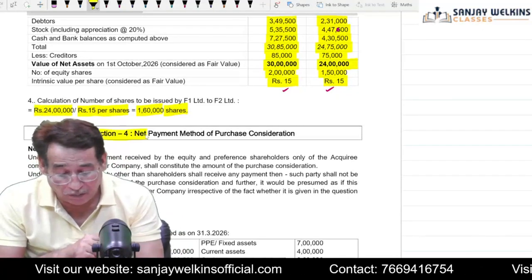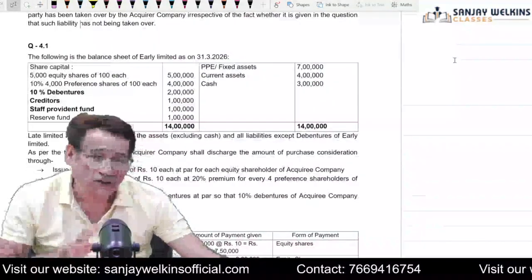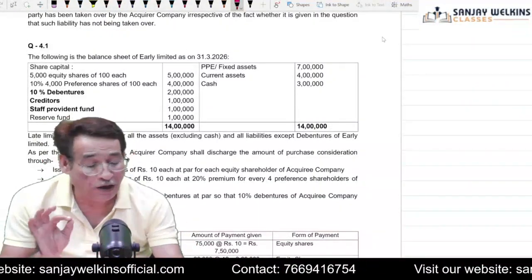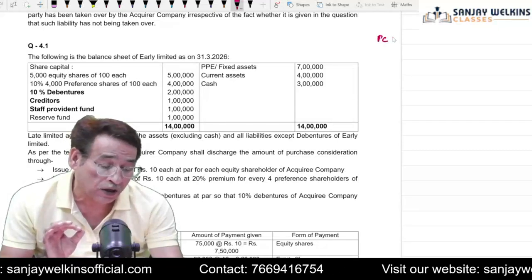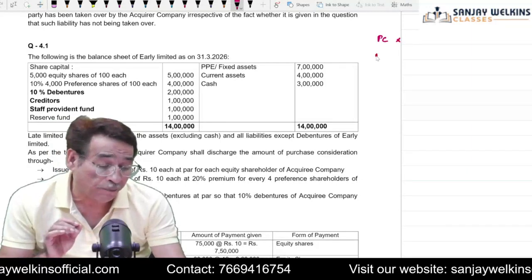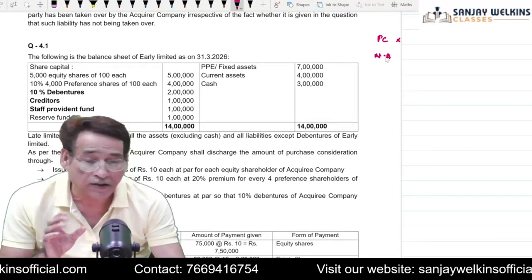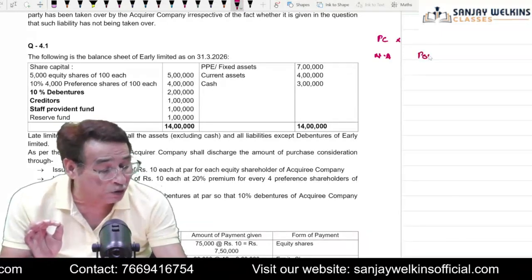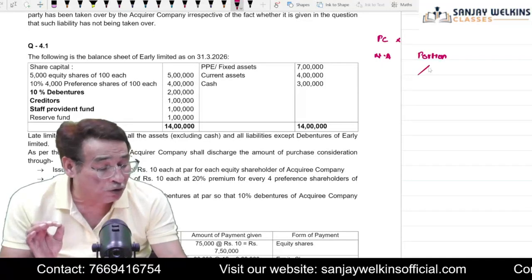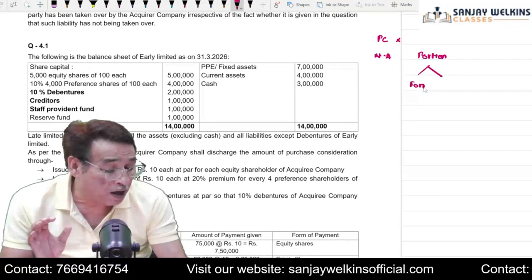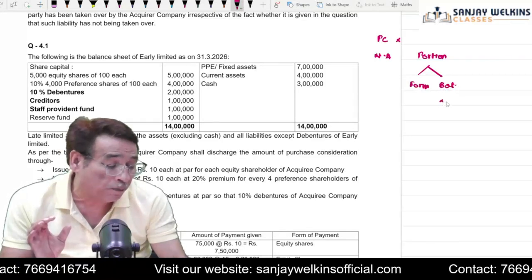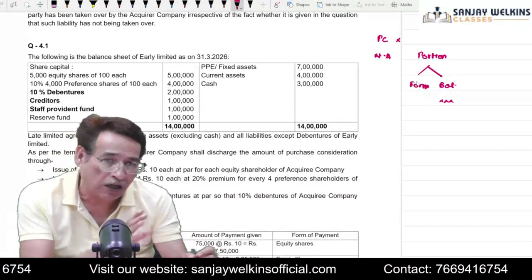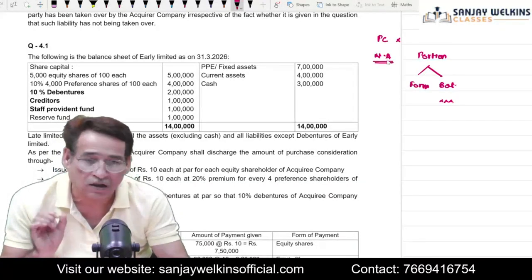Now there is another method of computing purchase consideration, the net payment method. How do we compute purchase consideration through the net payment method? First of all, you need to understand: when purchase consideration is not given, obviously you will think of computing it through the net assets method. But the net assets method can be applied only when the question tells you that some portion you are receiving in a particular form and the balance portion in a particular form. For example, some portion in cash and balance by way of equity shares, or some portion in equity shares and balance in cash. If it is written this way around, then we have to apply the net assets method.